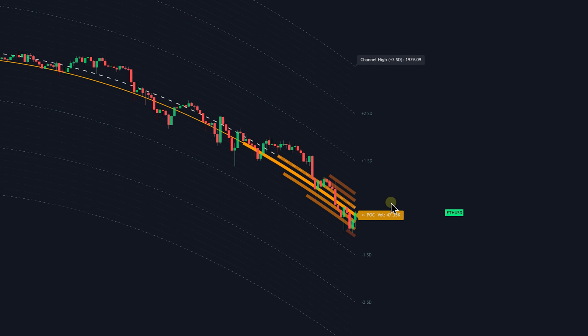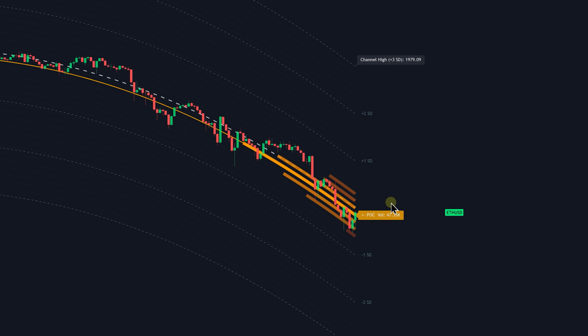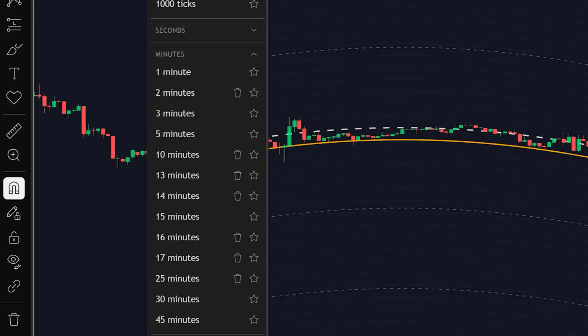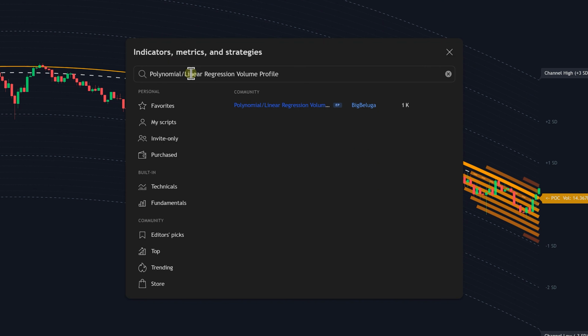To get started, you want to open TradingView. If you haven't signed up yet, you want to use the same setup I'm using. There is a link in the video description. Once you're on TradingView, open ETHUSD and switch to the 15-minute time frame. Then go to Indicators and search for Polynomial Linear Regression Volume Profile. You want to select this one by BigBeluga and add it to your chart.